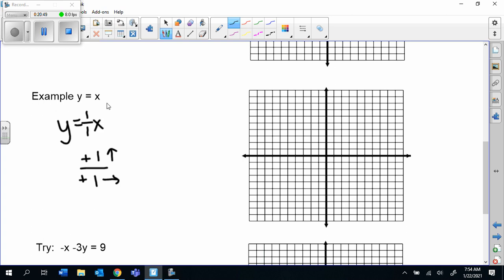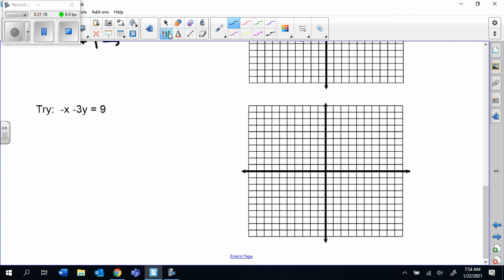So we're going to go up 1, right 1. There's no y-intercept showing. So if there's nothing there, think what number represents nothing? 0. So we're going to start at 0, put our dot, and we're just going to go up 1, right 1, up 1, right 1, up 1, right 1. Or we could go down and to the left. 2 negatives make a positive. And draw our line.